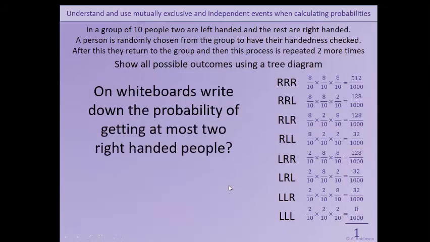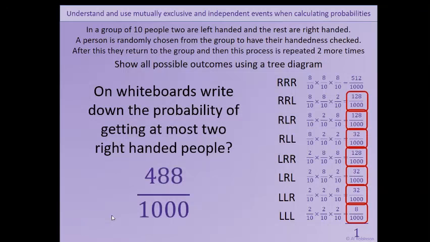Okay. And then last one, probability of getting at most 2 right-handed people. Okay, so at most, so that's 128, so you've got 2 here, 2 here. We've got 1 here, 2 here, another one here, another one here. So it's at most. So that means we can't have 3 rights. So the highest number of rights we could get is 2. Okay, so basically it's 2 or less.